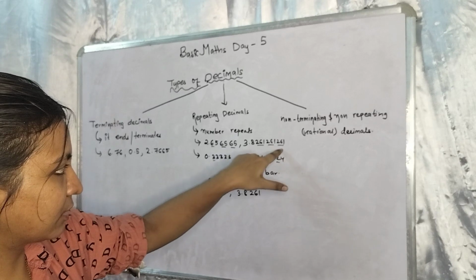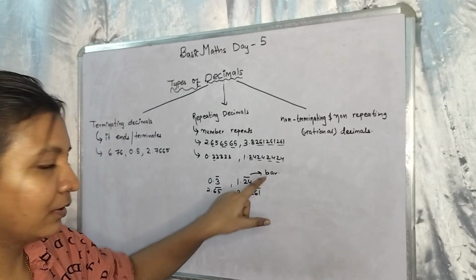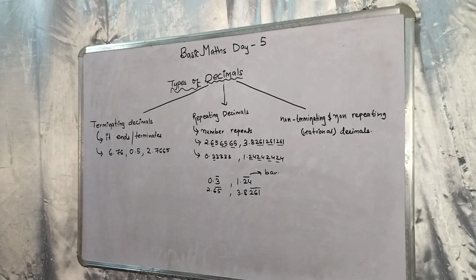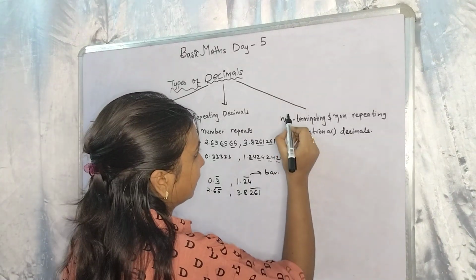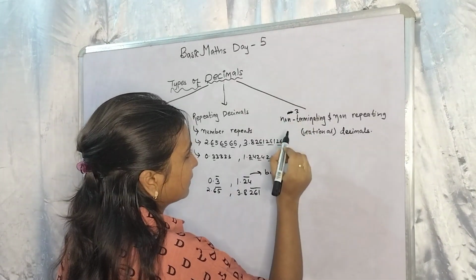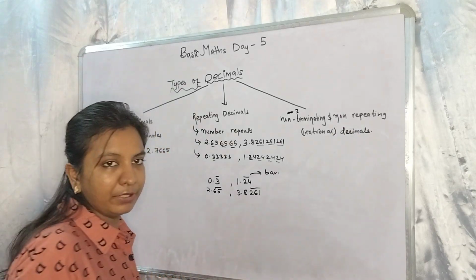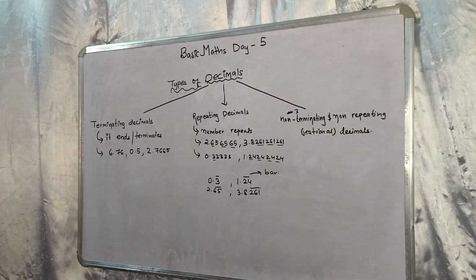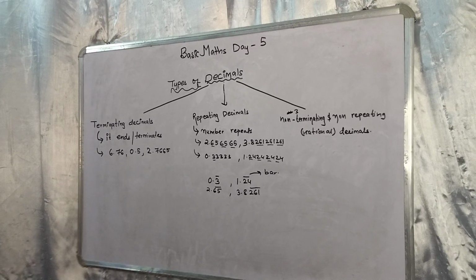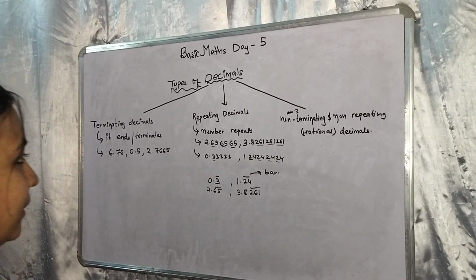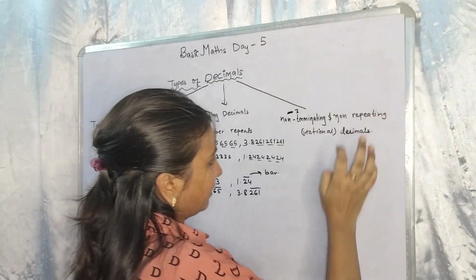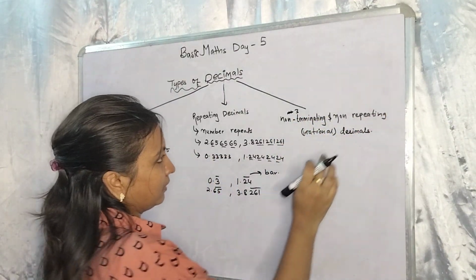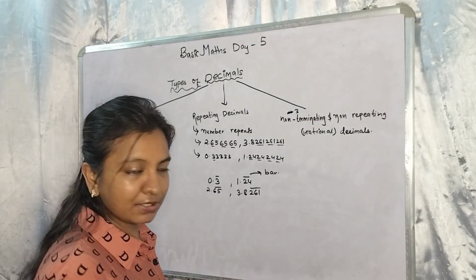That is 261. So you will give a bar on 261. Fine. I hope things are clear here. Now the third one is non-terminating and non-repeating. As this term itself tells us that this is neither terminating nor repeating. This type of decimals are also called irrational decimals.